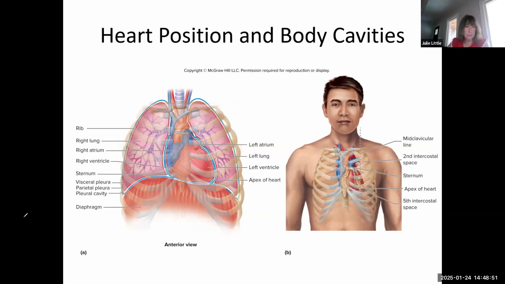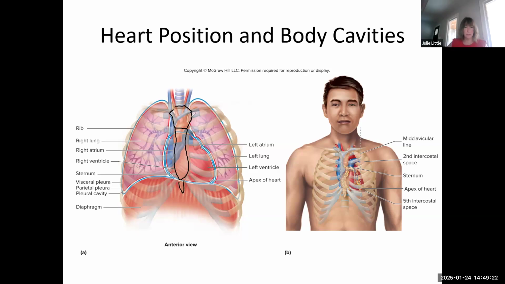Okay, let's see. First of all, let's look at the location of the heart. I'm going to outline the manubrium. Here's the manubrium of the sternum. Here's the sternal angle. So there's the manubrium, that part of the sternum, if you're poking somebody right here, you're poking them in the manubrium. And here's the body of the sternum. And here's the xiphoid process. So it's just to get your bearings.